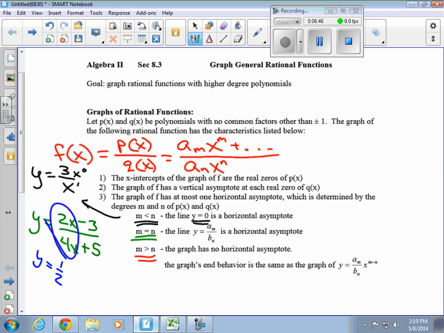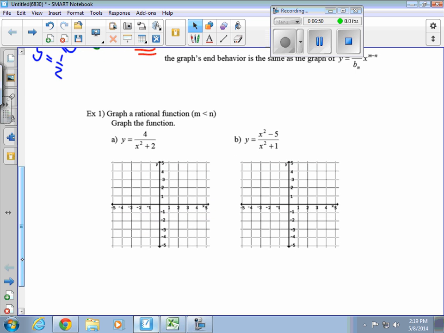All right. Well, what we're going to do is look at a couple of examples. The first one we're going to look at is what happens if the degree in the numerator is smaller. So what do you think the first thing we're going to do is? Set the numerator equal to 0, right? We want to find that first. That's step 1. So 4 equals 0.